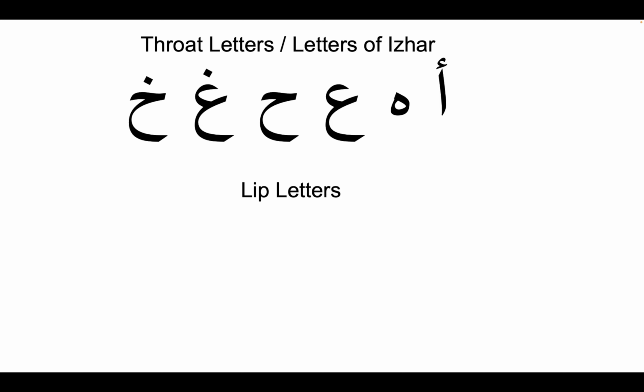Lip letters are those whose primary point of articulation is your lip. And there are 4 letters. They are fa, waw, ba, and mim.